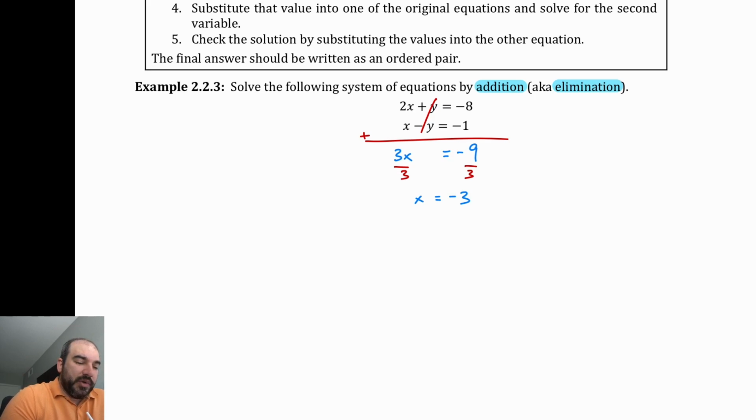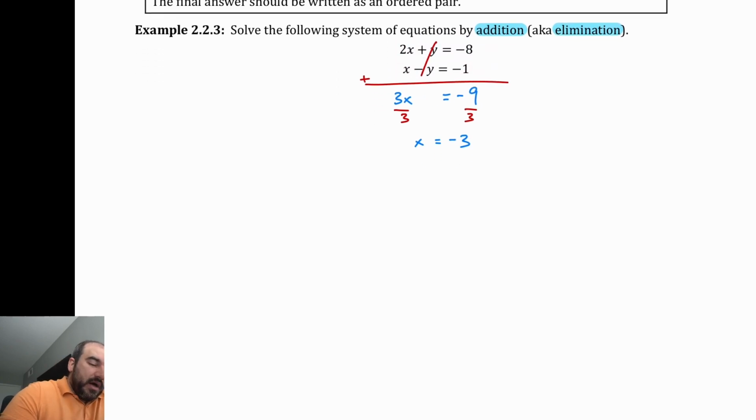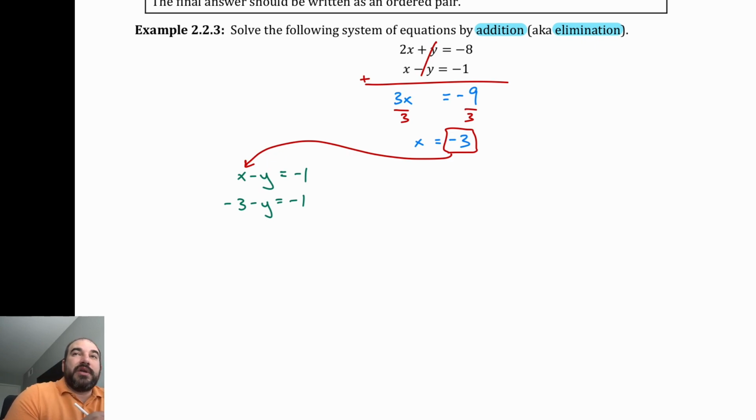And I need to go back and substitute this into either of these two equations that we started with to find the other variable. So let's say we go back to the second one. x minus y equals -1 is what I would go back to. We're going to take this -3 and substitute it in for the x that we have, which will give us -3 minus y equals -1. And then we should have a single variable equation again, which we know how to solve.